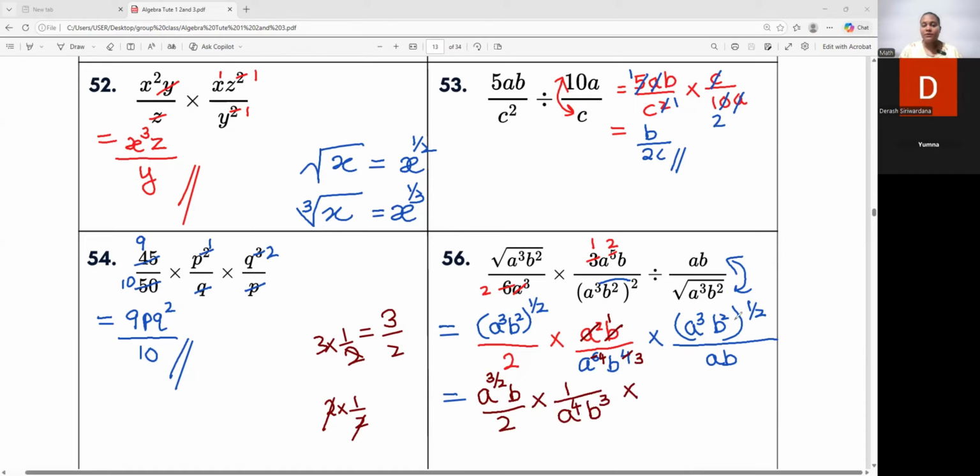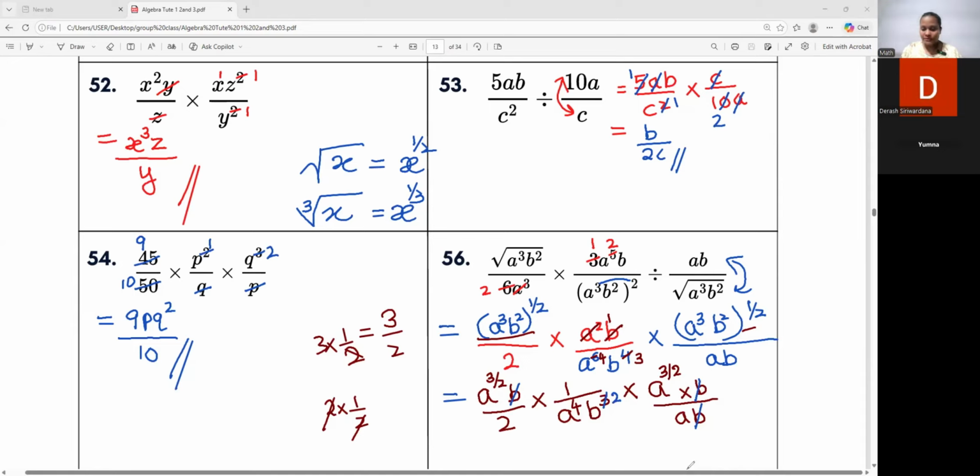Times, remove the powers here, expand it, power of a power, same thing, no? These two same, this one and this. A to the power 3 over 2, this is 2, times b to the power 1 over ab. Now I can cancel off these b terms, b and b. Here b and this b to the power 3, it will be b to the power 2.